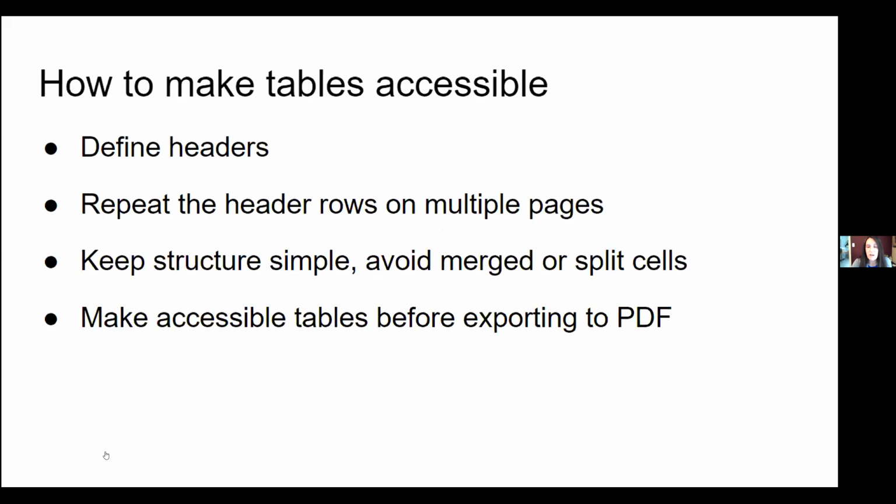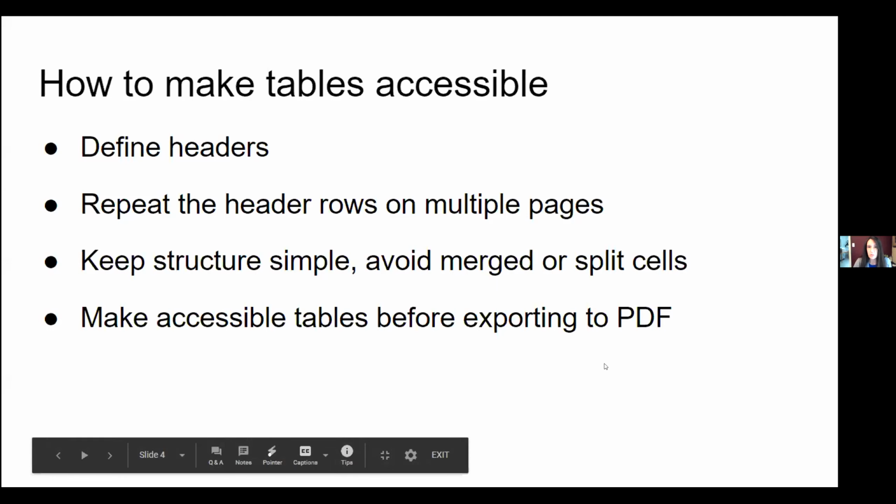Well, some of the things that need to be done are you need to make sure that the headers are defined. You need to be sure that if the table happens to span across 2 pages, you want to repeat those header rows. You want to keep the table structure simple, which means you just avoid using merged cells. And if your table starts to get too complex with multiple header rows or merged cells, you may want to consider splitting it into 2 or 3 tables to keep that structure simple. And tables become much easier to work with in Acrobat if they are made accessible in the source document.